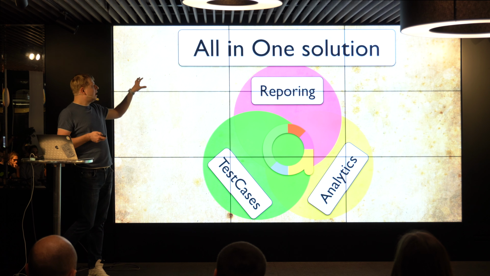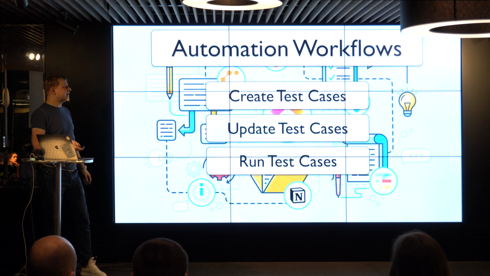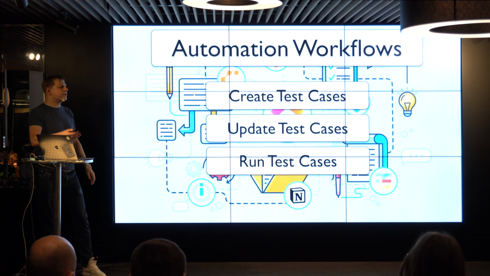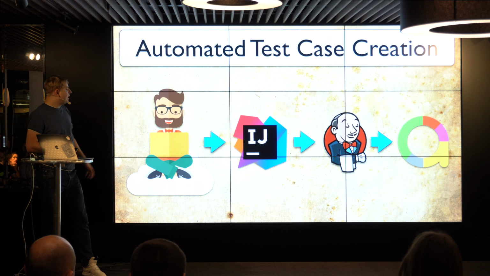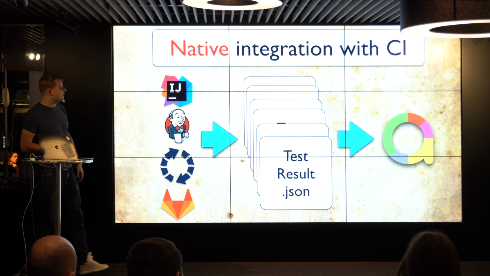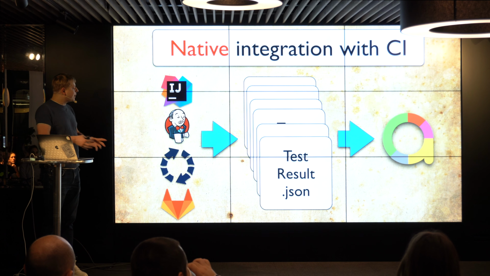So Allure is an all-in-one solution. It contains information about test automation, test reports, test cases and analytics. And let's look at these three workflows and how it works in Allure. First of all, create test cases. Developer, code, Jenkins, Allure, that's all. No more manual work. So we have native integration with any CI system, and Allure absorbs results from these CIs and generates reports.